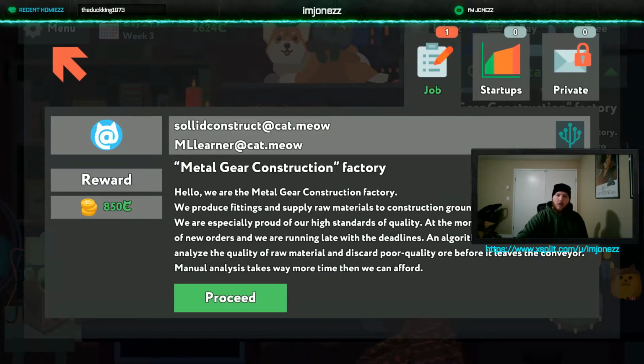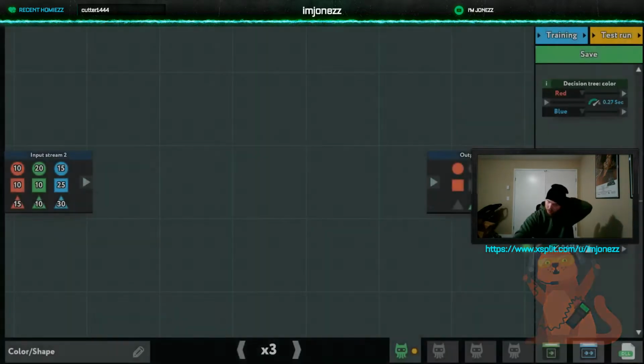Metal Gear Construction. We produce fittings and supply raw materials. We are especially proud of our high standards of quality. At the moment, we're seeing more new orders. We're running late with deadlines. An algorithm is required that will analyze the quality of raw materials and discard poor quality ones before they leave the conveyor. Everyone else is waiting. It takes way more time than we can afford. Perfect.